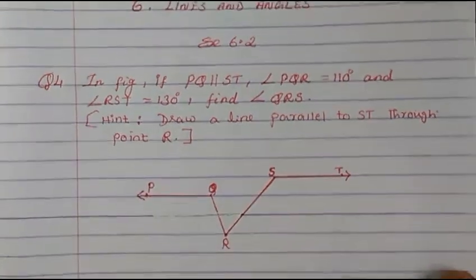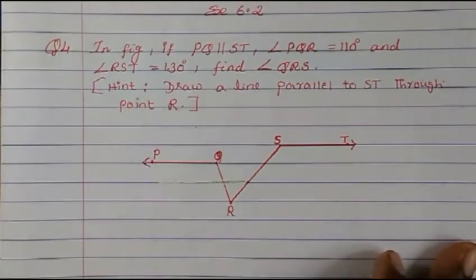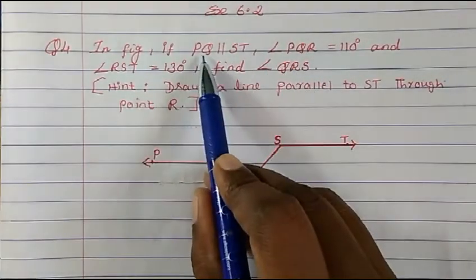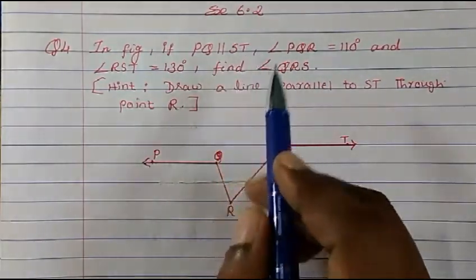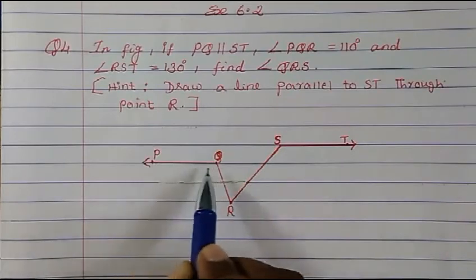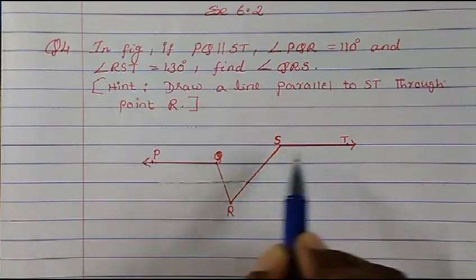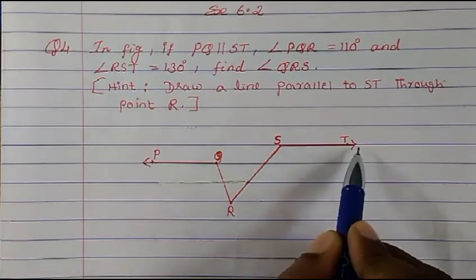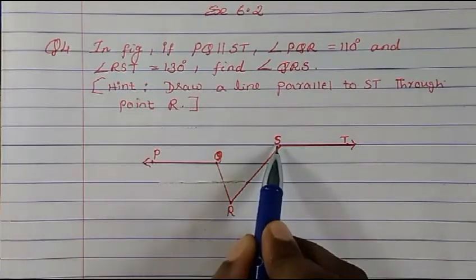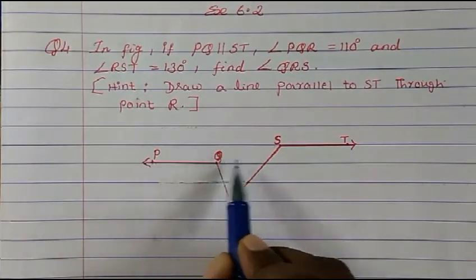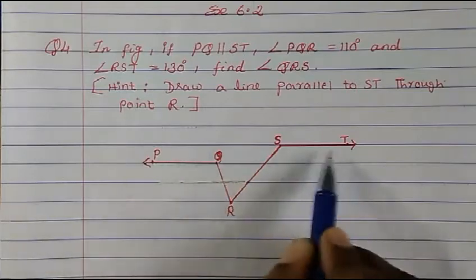Okay, so now this is the figure given to you. What they are saying is PQ is parallel to ST. So you have the line PQ here, and this PQ is parallel to ST. Okay, these two lines are parallel. If you extend this line here and extend this line here, they will be parallel to each other.